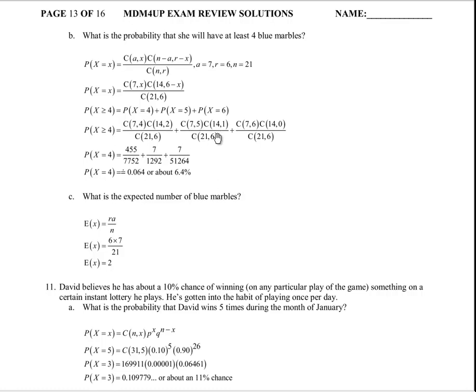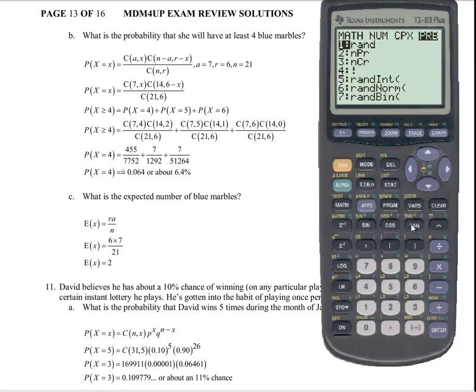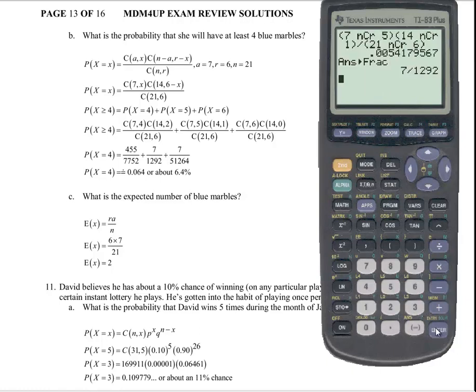So this is the calculation from the last question. 7 choose 5 times 14 choose 1 works out to, actually, let me just show that calculation. So we have 7 choose 5 times 14 choose 1 divided by 21 choose 6. Now that's it as a decimal. I don't have that written here. If you want to know what it is as a fraction, that's where the 7 over 1292, that's actually reduced. So this would reduce a little bit.